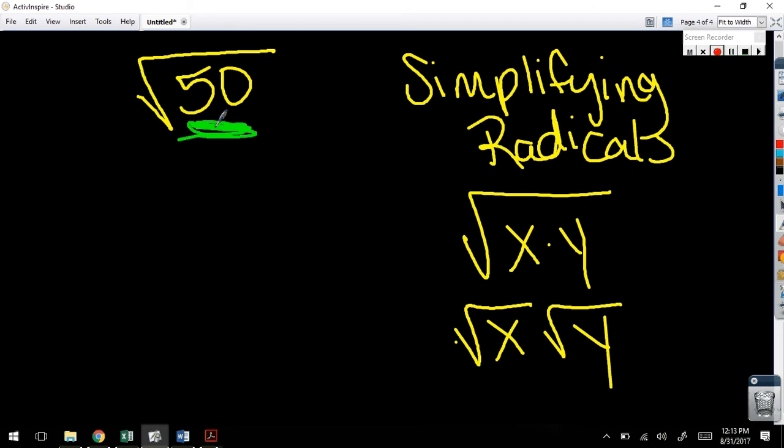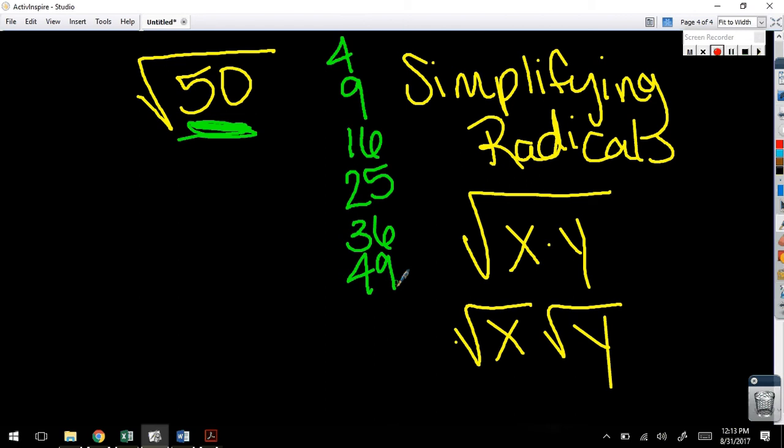Perfect squares, though. So think about your perfect squares. 2 squared is 4. 3 squared is 9. 4 squared is what? 5 squared is 25, 6 squared, 36, 7 squared, 49. It's obviously not going to be any bigger than that. So of that list, is there one, and we want to take the biggest one, that we can divide 50 by? 25 and what? Which one goes into 50 evenly? 25, right? 25 times what?